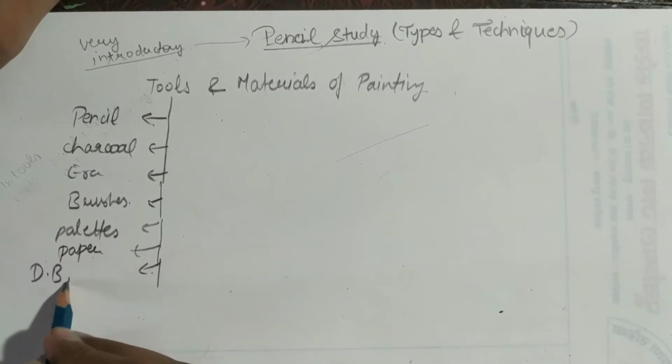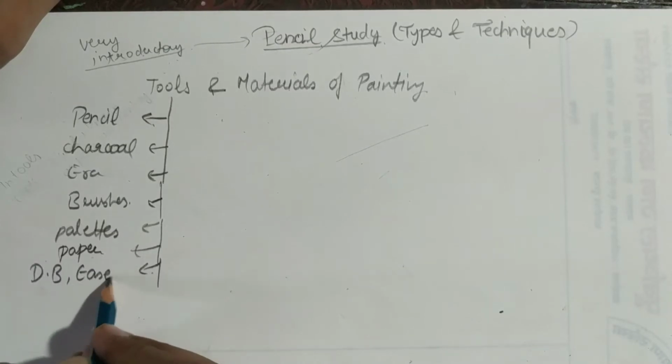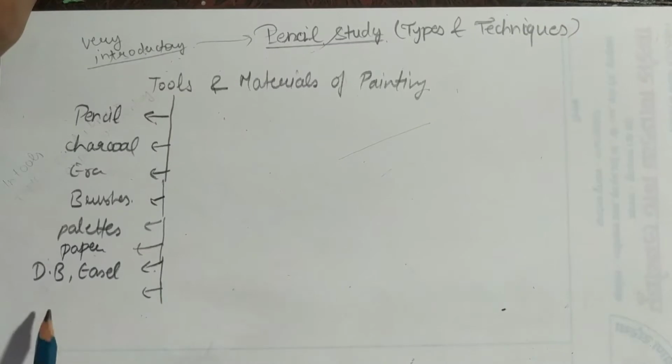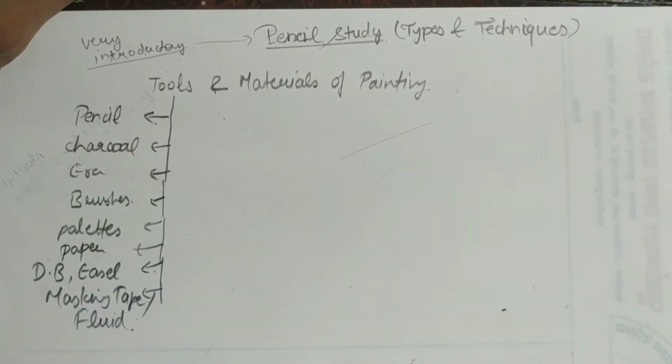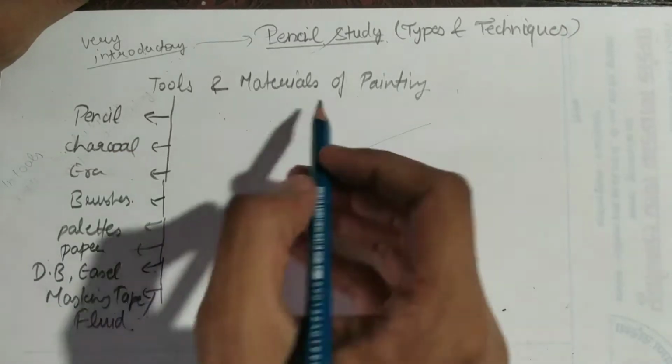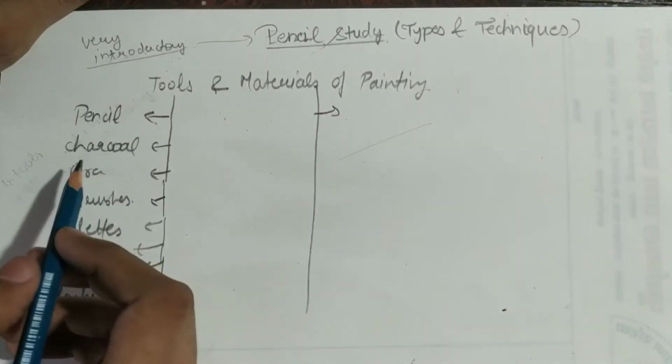Okay, drawing board and easel, and we can consider some masking tape and fluid also. Masking fluid is also there. Okay, so these are the tools. We'll explain one by one. It's explained in class. And we are having painting materials.